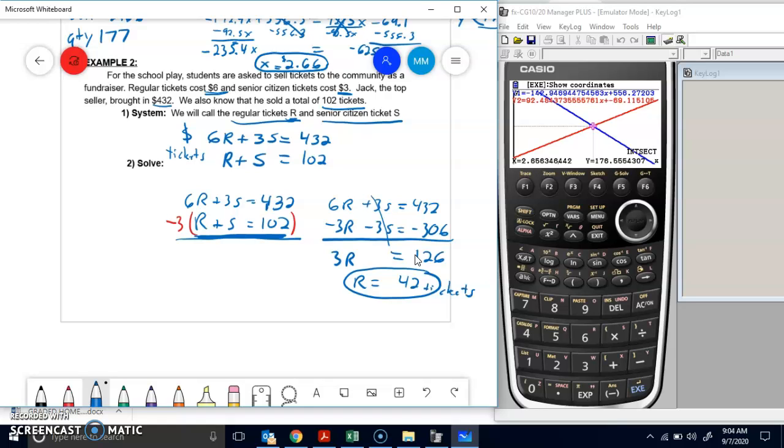But I need to plug it back in. If I know that R plus S equals 102, if R is 42, then to solve for S, I need to subtract 42 from both sides. S would equal 60 senior citizen tickets is what he sold. So now I know how many of each type that he sold.